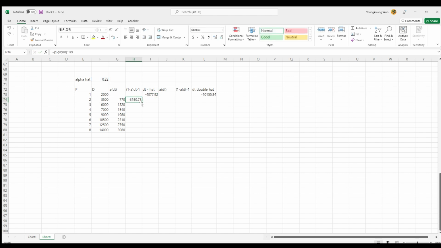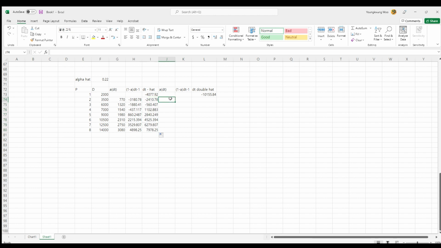Okay, we can scroll it down, it will come out as 0, but it will show up when we do the next step. So here dt hat is simply alpha times dt plus this one. Scroll it down, it automatically calculates it.